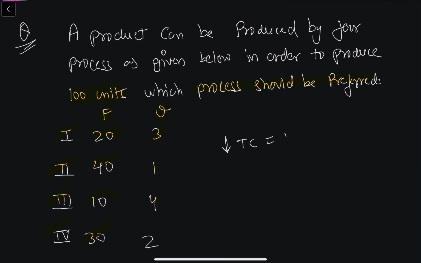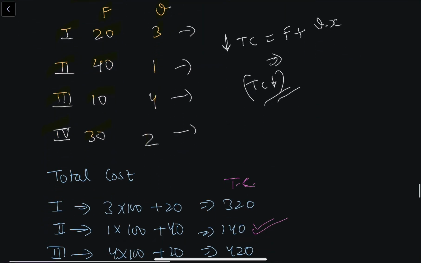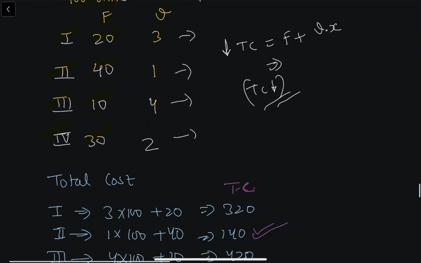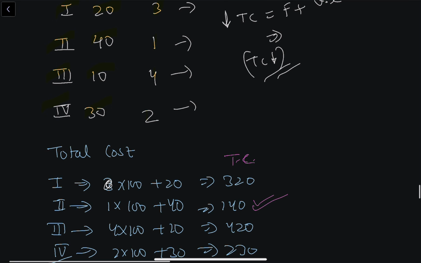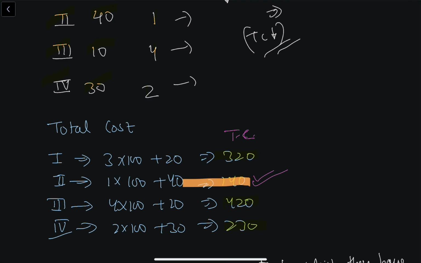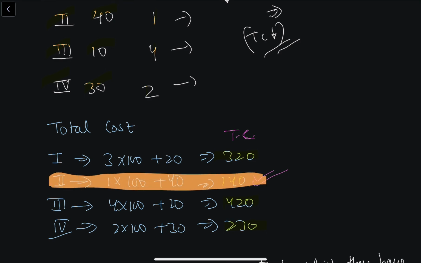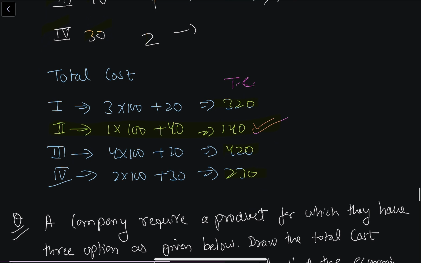To produce 100 units, you need to minimize the total cost, right? In the end, it's the fixed cost plus variable cost into the number of units. For each case you need to find the value, and whichever total cost is minimum, that process you will choose. You will not go for a process which will take more cost, right? That's the whole idea. If I calculate total cost for each case, it is 3 into 100 units plus 20, I will get 320. For the second case, I get 140, the third case 420, and the fourth case 230. So I see the minimum cost on the second process. My cost is 140 rupees, so I will go with this process.